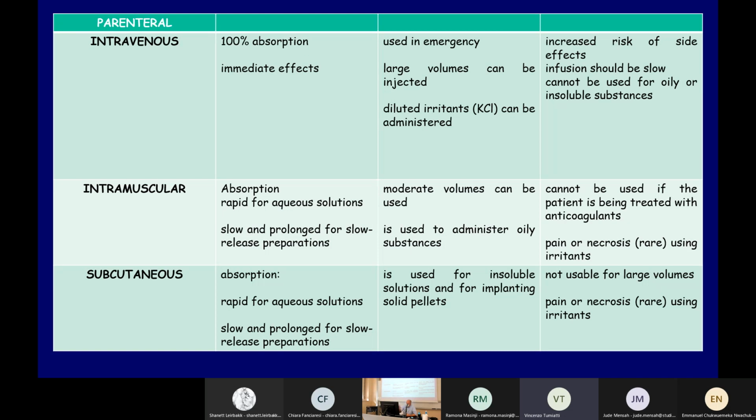Intramuscular, subcutaneous, more or less. All of these ways have the same problem, but also we have a very fast effect by this way.